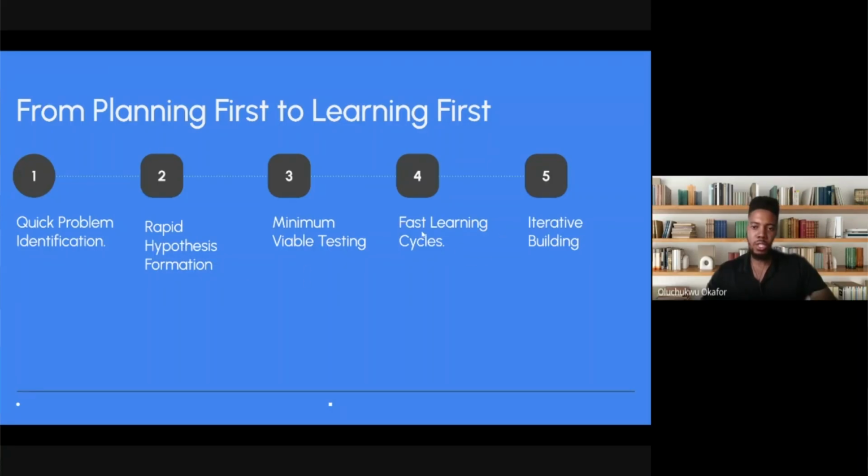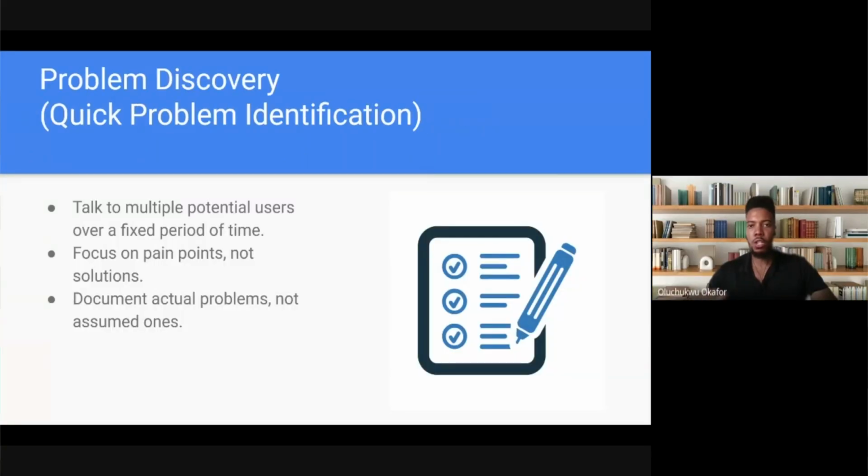And then this process has fast learning cycles. Basically, it goes in stages, in cycles, where you repeat the process over and over again. While repeating the process, you iterate and gradually get better and improve the product. After each cycle, you get user feedback and then use the user feedback to go back and improve the product. So that's the general overview of the learning first methodology. I'll go over each stage in more detail right now.